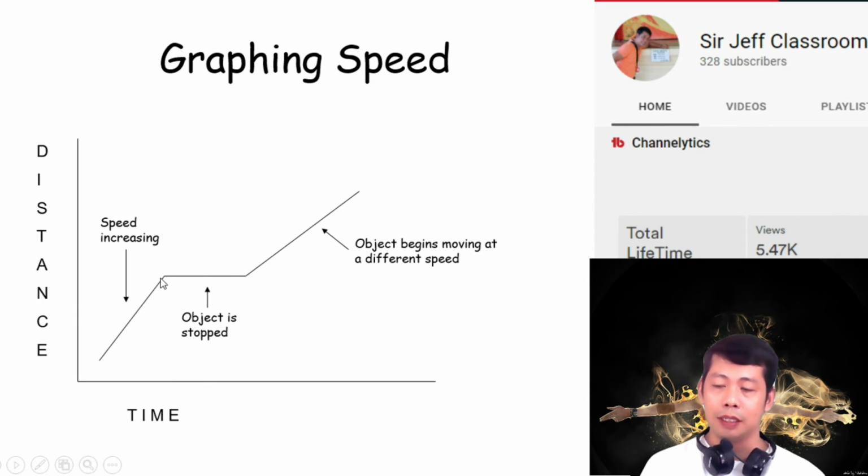But if the graph is flat like this, it means that the object is, sabihin natin, nakahinto. The object stopped because the time doesn't change. It doesn't decrease or increase while your distance is still the same. So it means this is on halt or nakahinto.